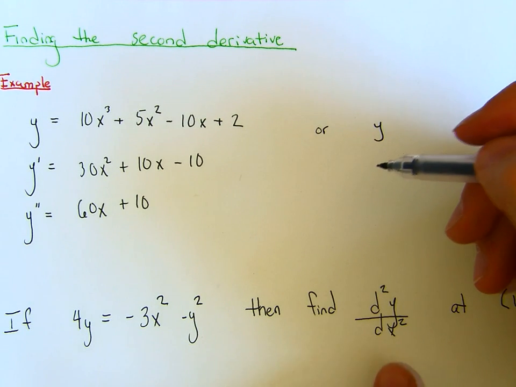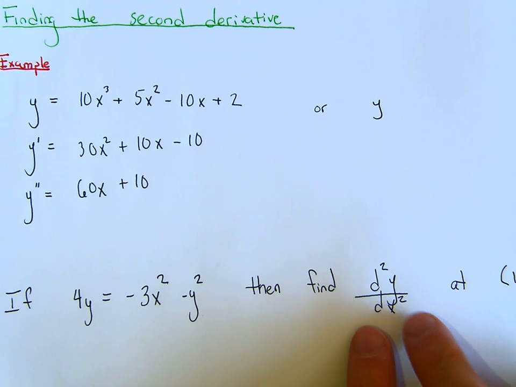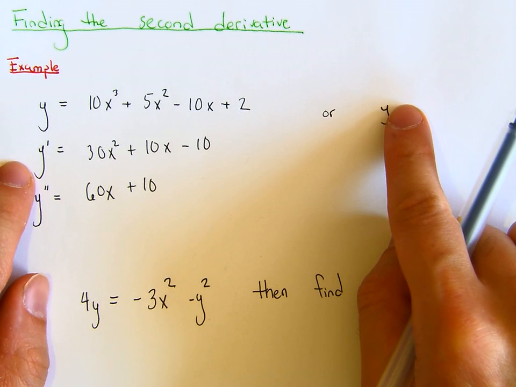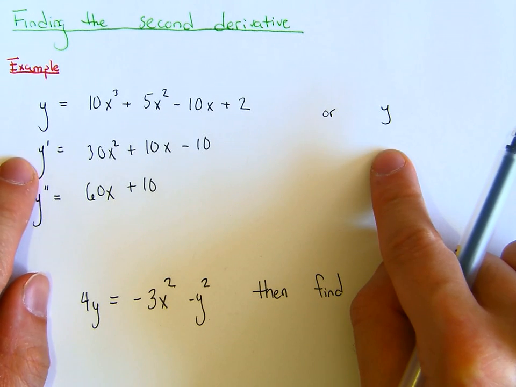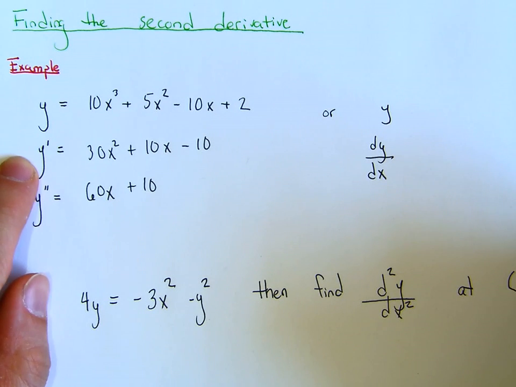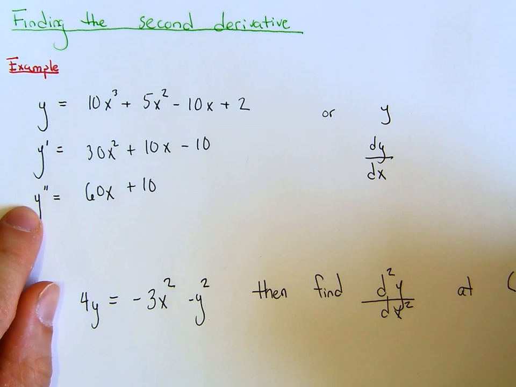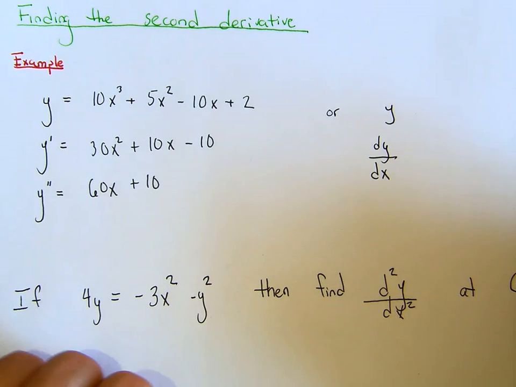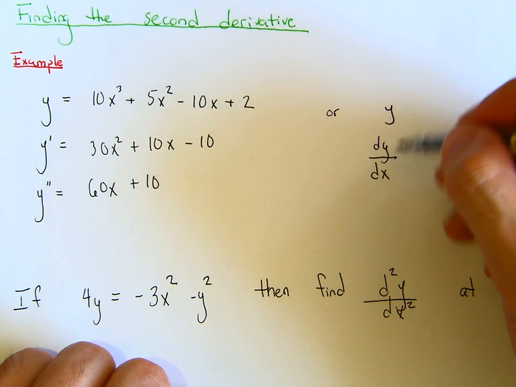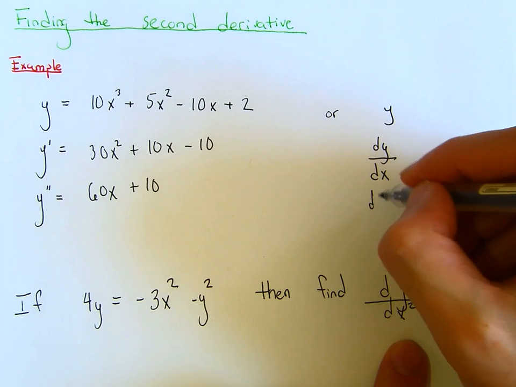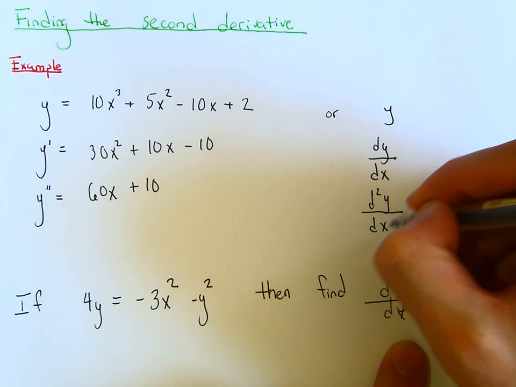So the idea with this question over here, don't get thrown off by this notation. Notice that y is y. But how can I show y prime? I could show y prime also as dy dx. Notice y double prime is the second derivative of the original y. So how do you show the second derivative of the original y in terms of this dy dx? It'll look like this, d squared y over dx squared.